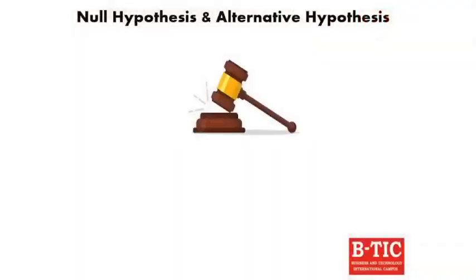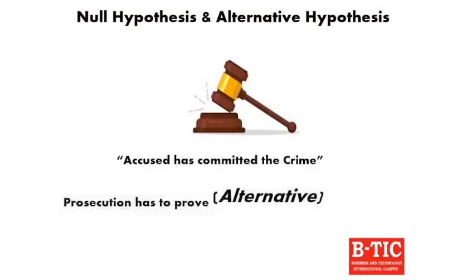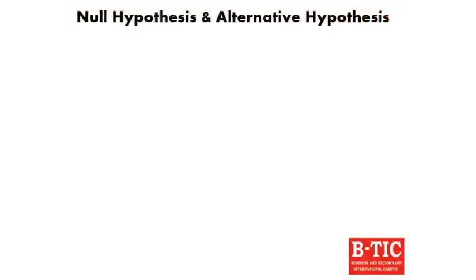In a court's case, the prosecution has the burden to prove this accused has committed the crime to secure a punishment. That is their alternative hypothesis. Meantime, the same hypothesis is the null hypothesis for the defense lawyers because they have to disprove the police or the prosecution.